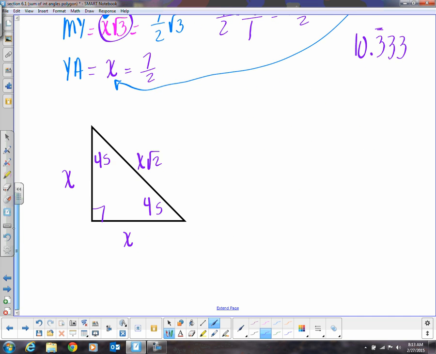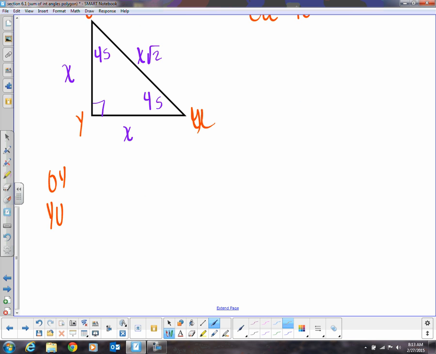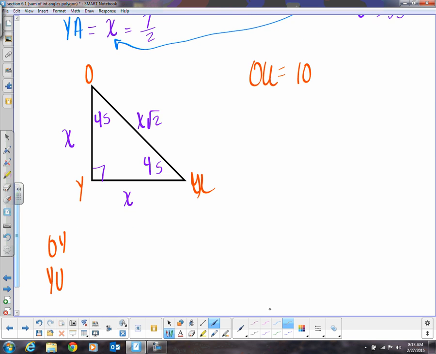Okay? So when we look at this, what do we want to call this? Let's call it u. All right, that's a u. If I tell you OU, give me a number. 8. Okay, you're going to find OY and you're going to find YU. So where do we put our 10? We put it on the same side as x square root of 2. This is my what? Equation. So we have x square root of 2 equals 10. Now what?